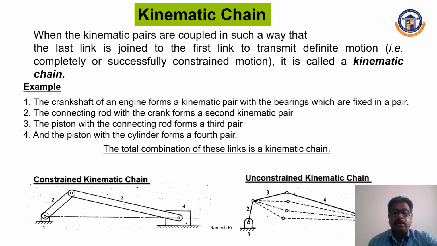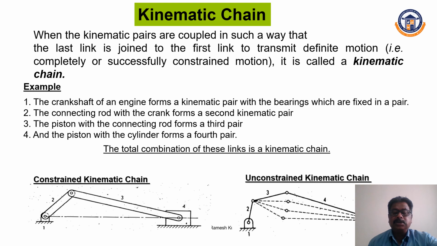The kinematic chain is also of two types: a constrained kinematic chain and an unconstrained kinematic chain. In a constrained kinematic chain, when link number 2 rotates, link number 3 will oscillate, so it will make link number 4 reciprocate linearly.